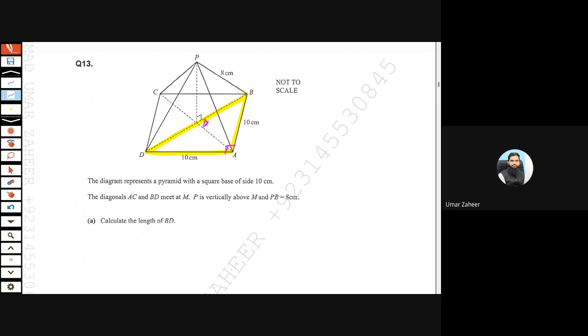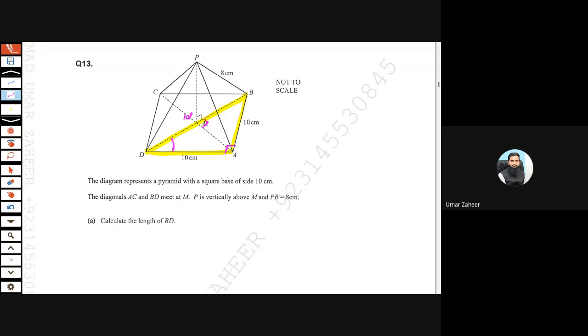Yes, what is the name of the side that is going to be opposite to 90 degrees? Hypotenuse. If you are taking any other angle, let's say I'm taking this angle, then this side will be opposite. Or if you are taking this angle B, then this side will be opposite. Okay.